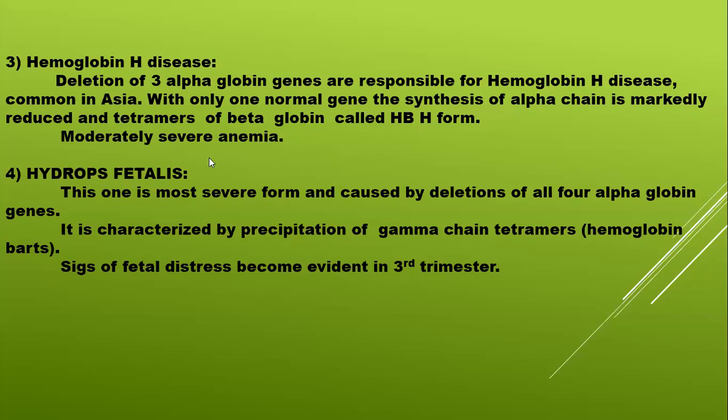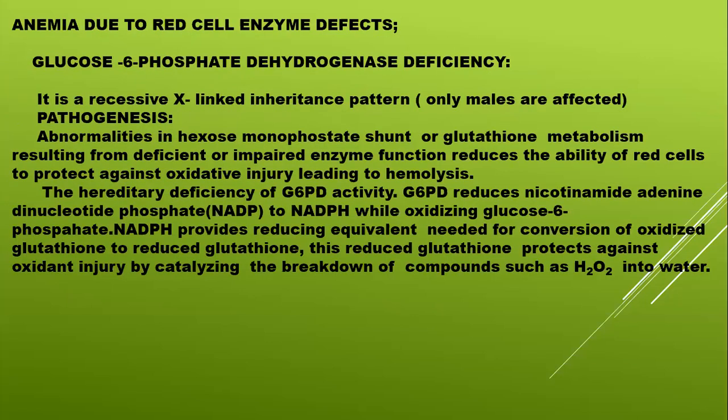The fourth form is hydrops fetalis, the most severe form. It is caused by deletion of all four alpha globin genes, and it is characterized by precipitation of gamma chain tetramers, the hemoglobin Barts. The signs of fetal distress become evident even in the third trimester of pregnancy.